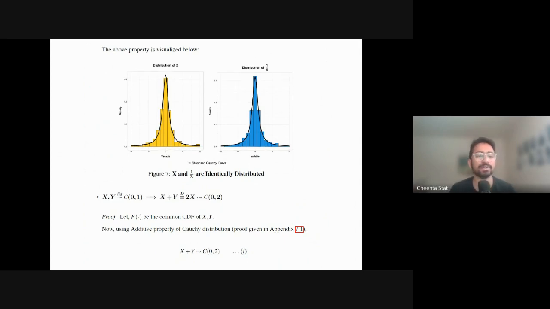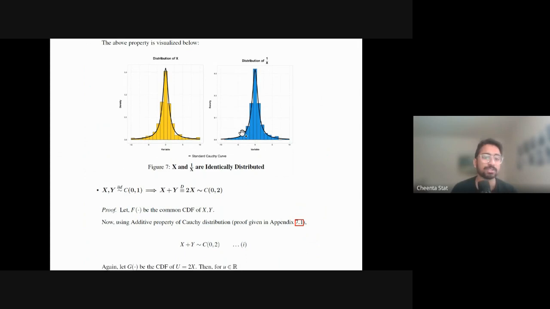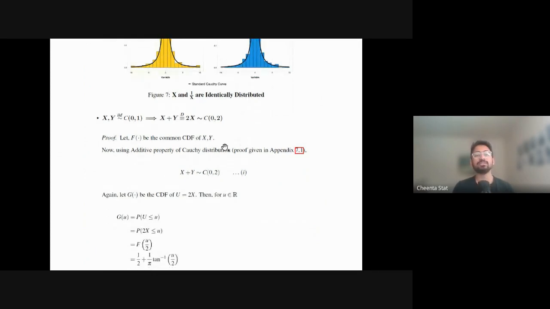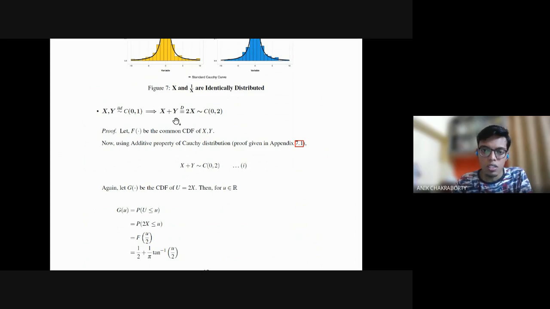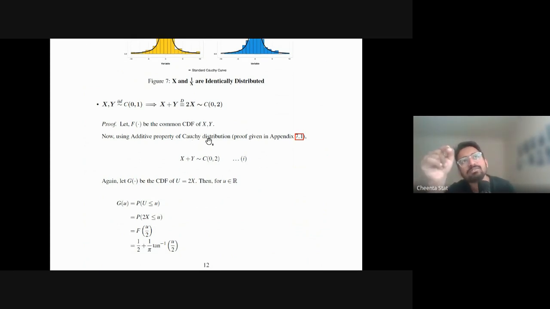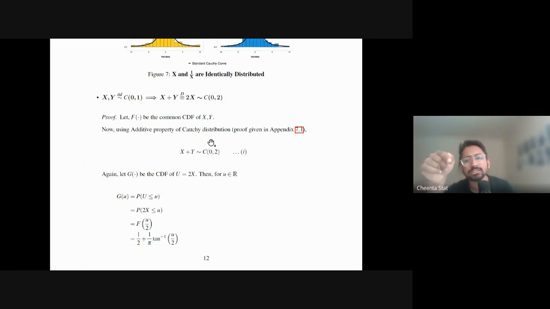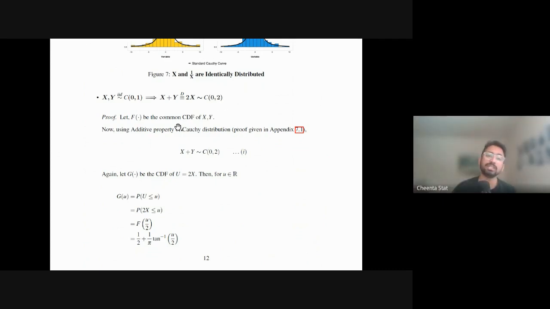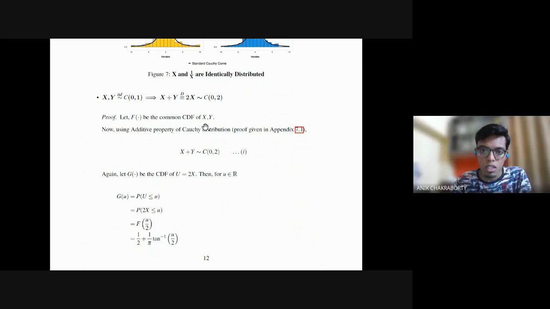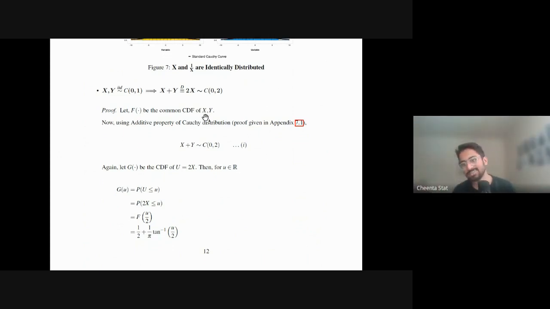Okay, so the next property: if x and y are standard Cauchy, then x plus y follows the same distribution as 2x. So the variance gets added up. So I forgot, is sigma the variance? Is sigma the standard deviation of Cauchy? No, right? But still, it behaves like the Cauchy too. Yeah, and the variance gets added up, right? So that's interesting. So you used the additive property of Cauchy.